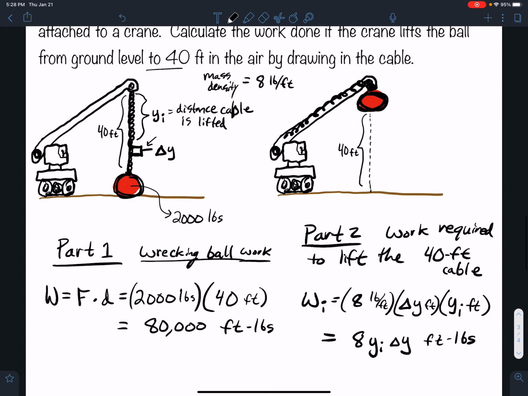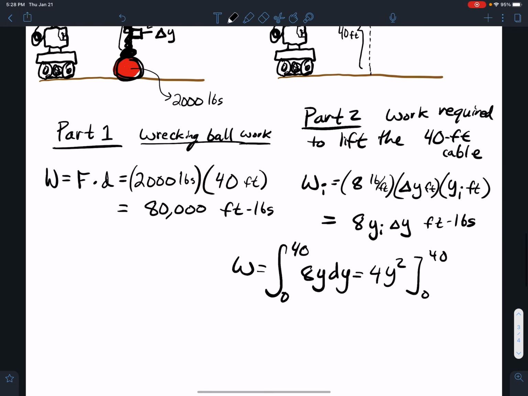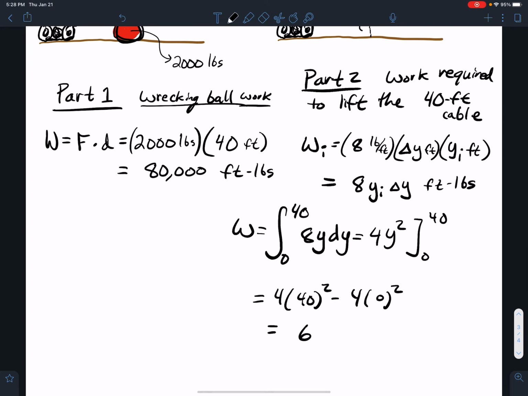Now, I want to lift all of these from 40 feet up to 0 feet, so the integral from 0 to 40 of 8y dy. Integrate 8y, get y squared over 2. So 8 divided by 2 gives me 4, from 0 to 40. This is 4 times 40 squared minus 4 times 0 squared. And so that's going to be 6,400 foot-pounds. Is that my total answer?